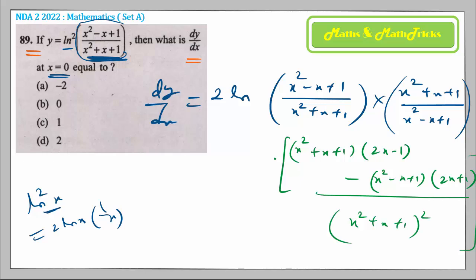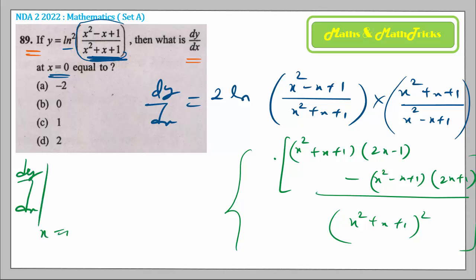Such a long story you are supposed to write. Now don't sit for simplifying this. Directly see the answer by substituting 0 in it. So dy by dx at x equal to 0, substitute here. What do you get? Log of 1, and log of 1 is 0. Because log of 1 is 0, whatever you multiply to it, it is 0. So the answer was that simple, because at x equal to 0 this becomes log 1. So hence the answer is option B.